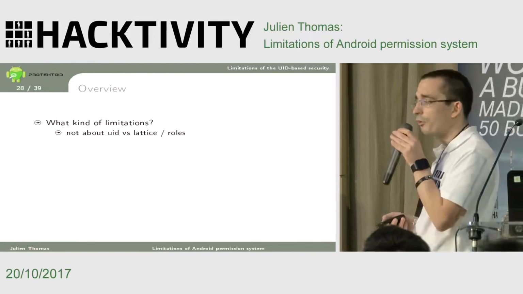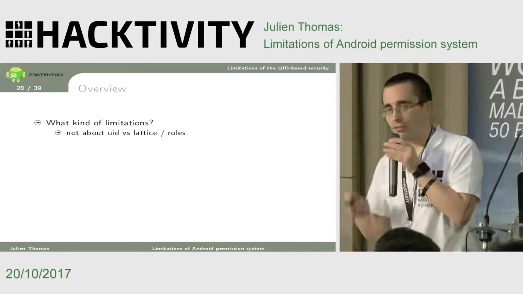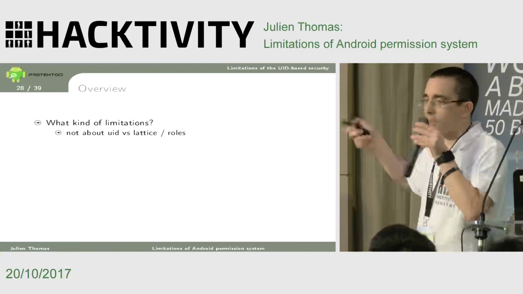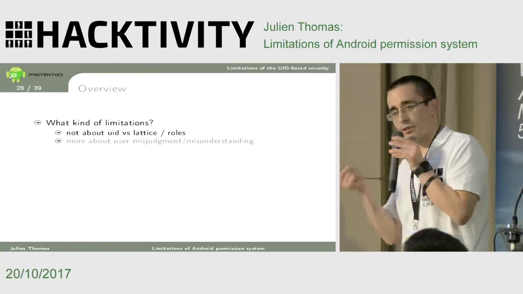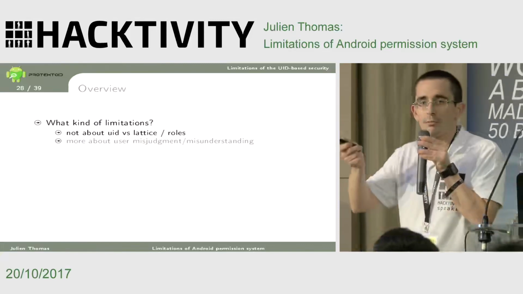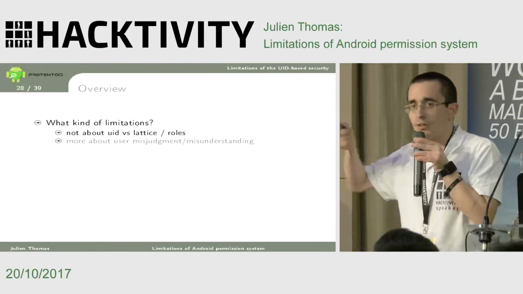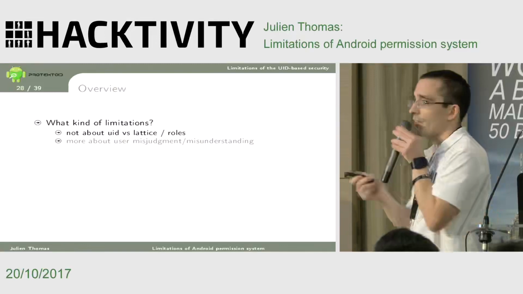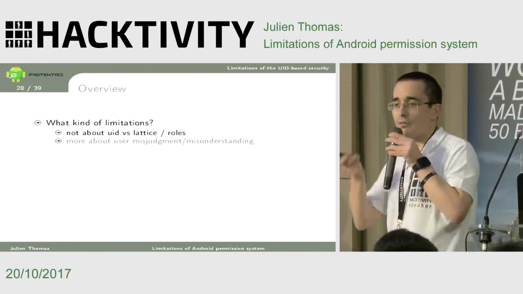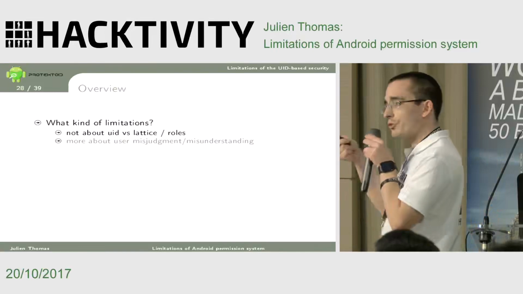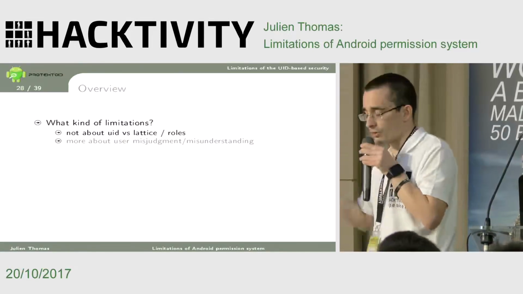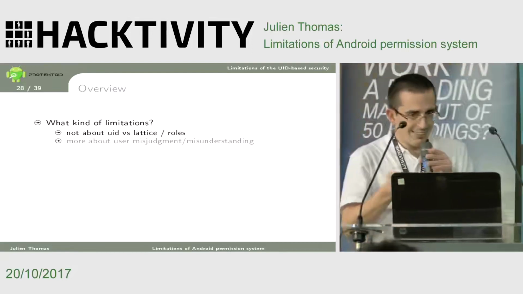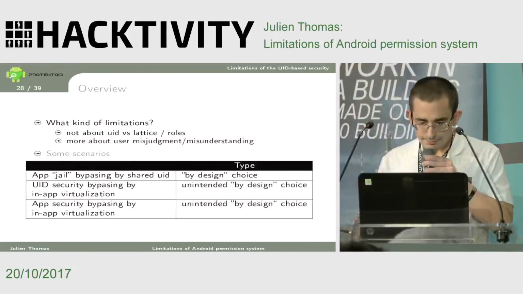I don't want to talk about the UID versus lattice force model, so it's not a general presentation about airbag versus DAG versus whatever. It's much more about how you can trick the user, because the user doesn't know anything about the consequences of UID, what it means. Even Google's policy is that the user should know nothing and everything should work fine. So how can you trick the user so that he doesn't know what he's doing, he thinks everything is safe because he trusts Google, well he should not. So that's the kind of limitation I want to talk about.